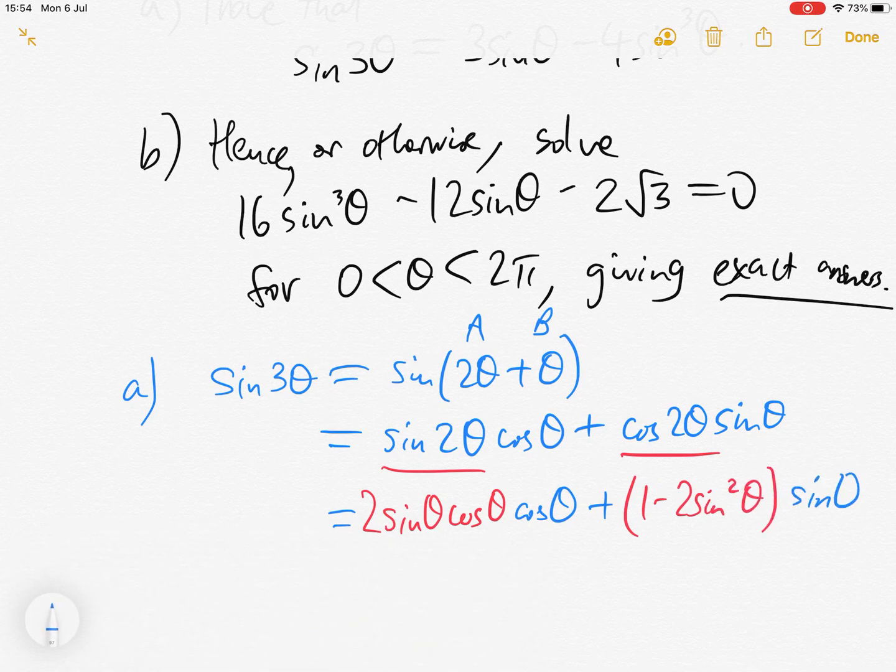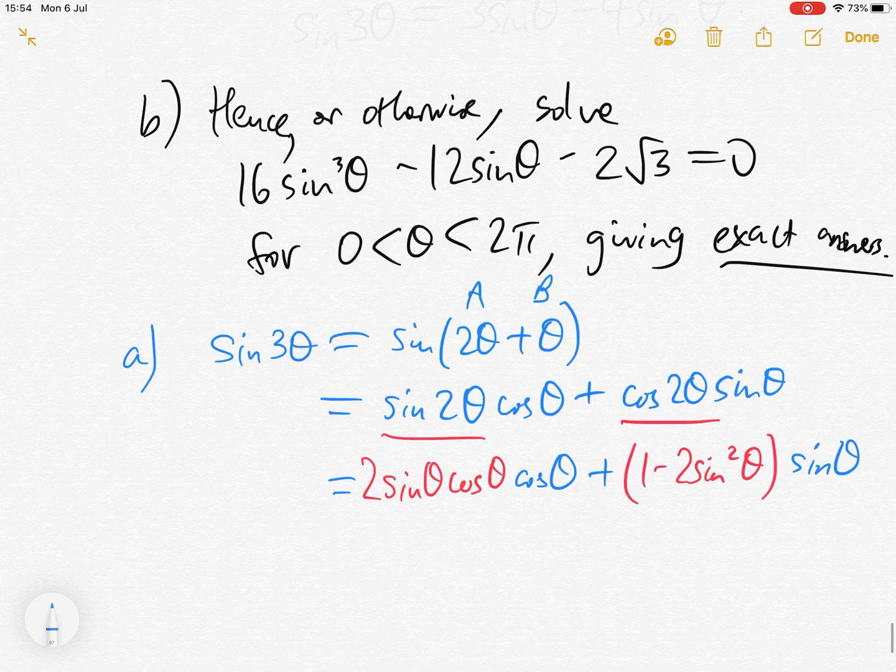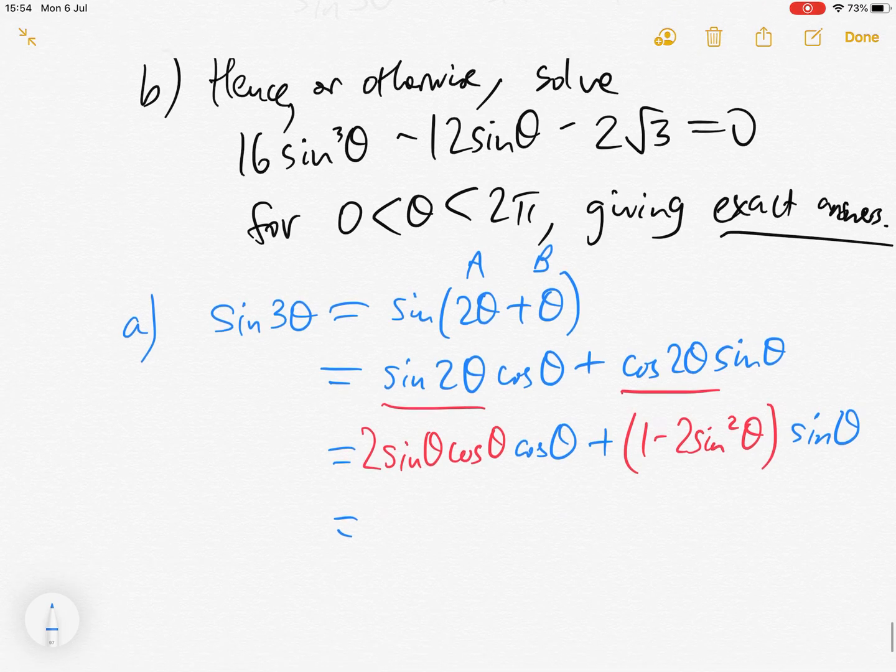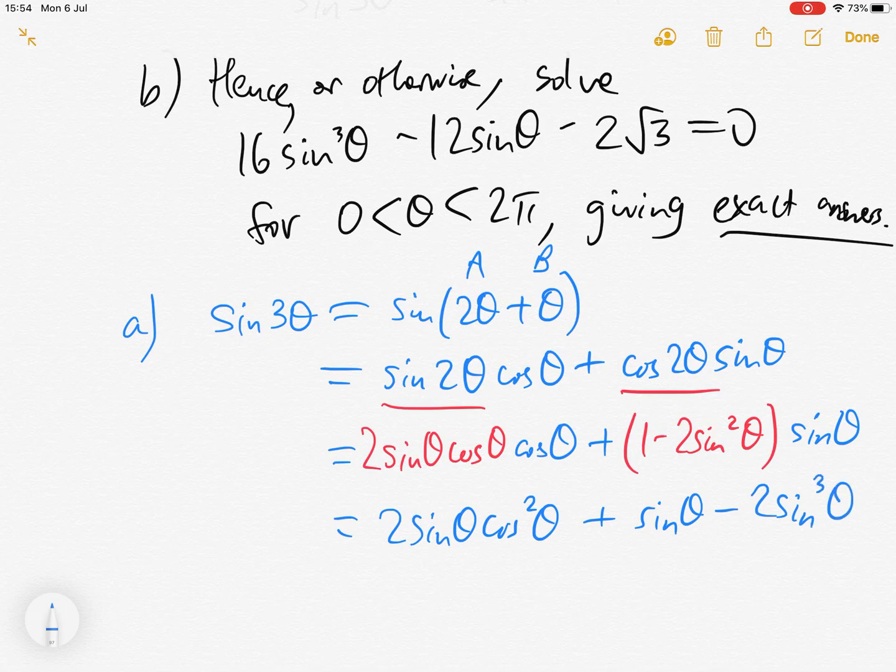It won't really matter if you use one of the other ones, but you'll end up at the end having to convert everything in terms of sine theta. So we've got 2 sine theta cos squared theta. And then if we expand the brackets here, we've got sine theta minus 2 sine cubed theta.